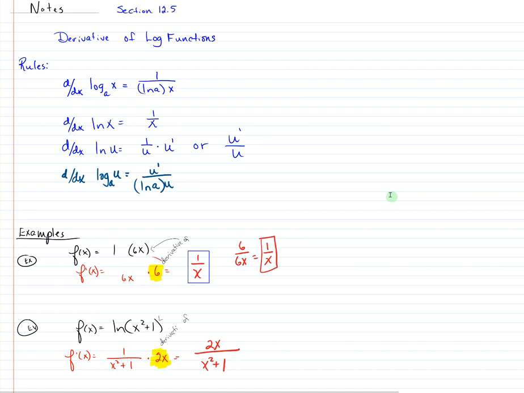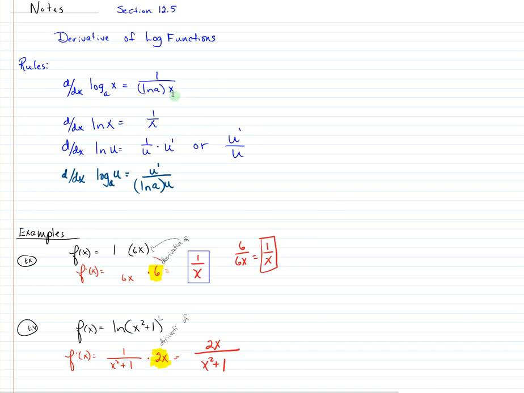This is section 12.5, and we're going to talk about the derivative of log functions, and that's both log and ln, the natural log. So the four rules are here. The logs got separated, but the derivative of the log base a of x is 1 over ln a times x. So again, you can just follow the rules. They're pretty straightforward.